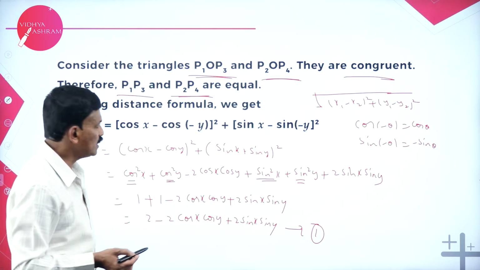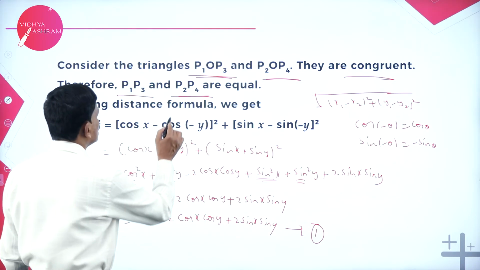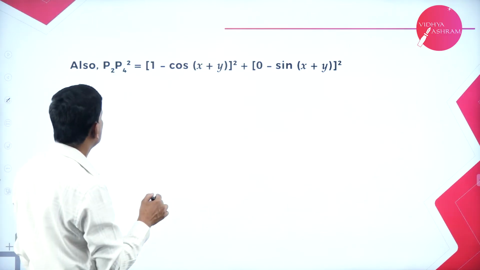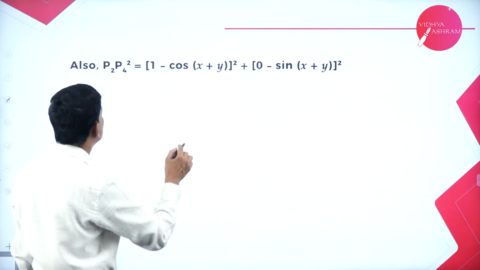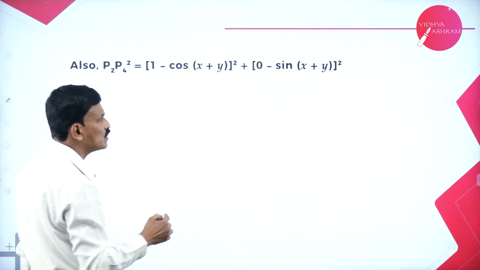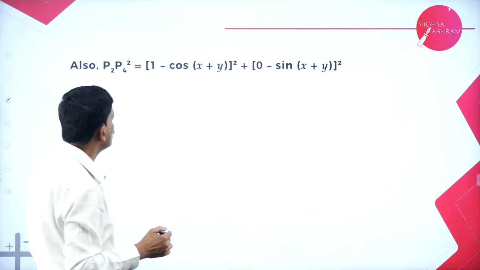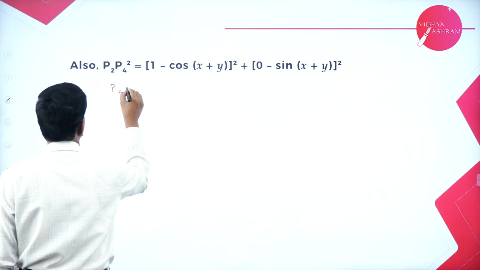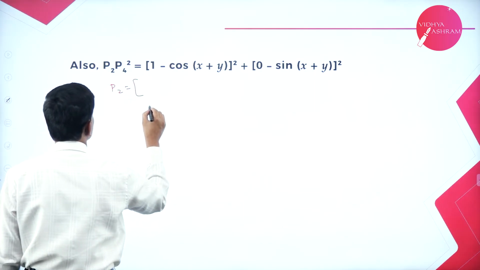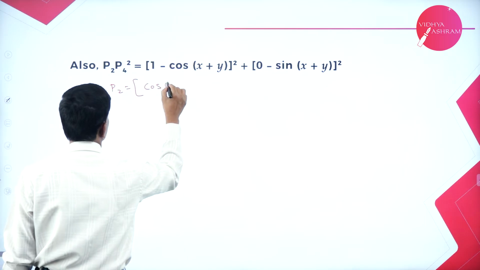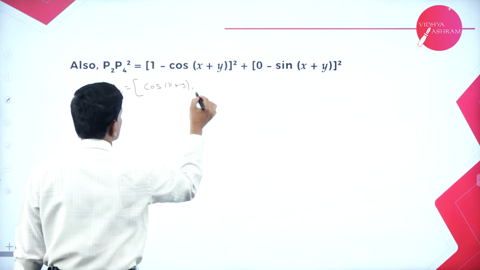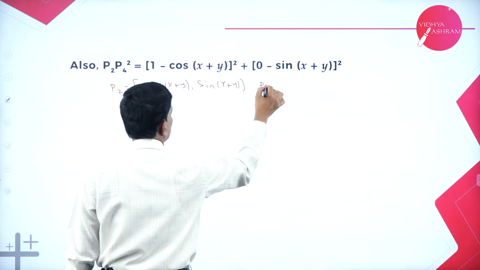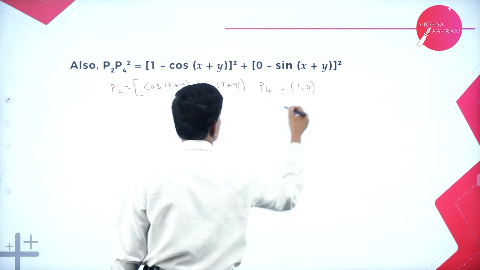Now, similarly, if you go for the second part, what is the second part? P2P4. Now, P2P4 whole square can also be written using the coordinates of P2 and P4. So, (1 minus cos of x plus y) whole square plus (0 minus sin of x plus y) whole square. Now, let us find out the values of P2 and P4. We have P2 equal to cos of x plus y comma sin of x plus y, and the values of P4 are 1 comma 0.